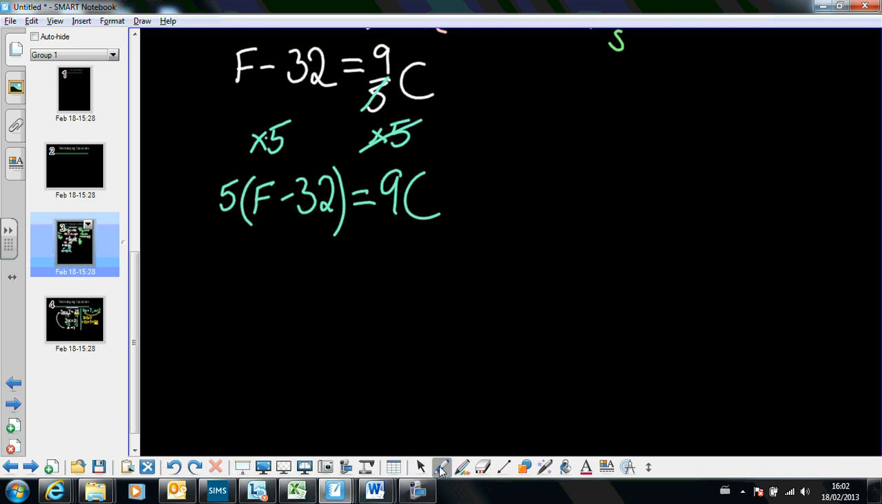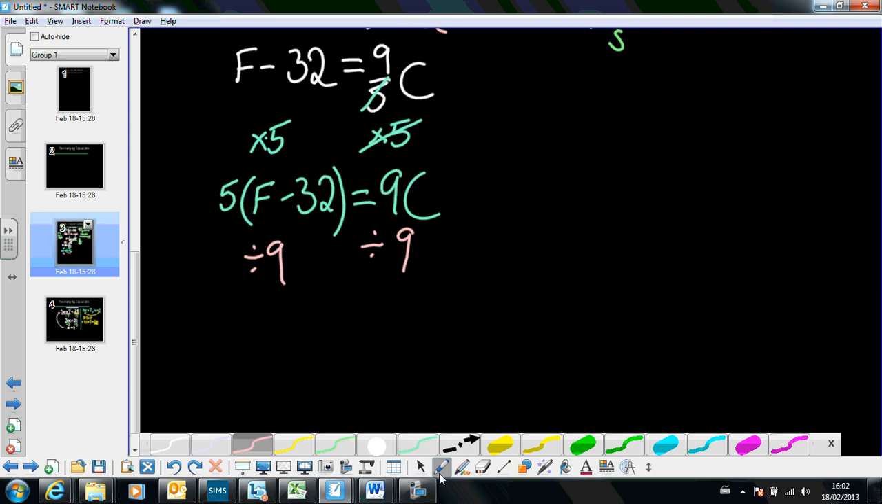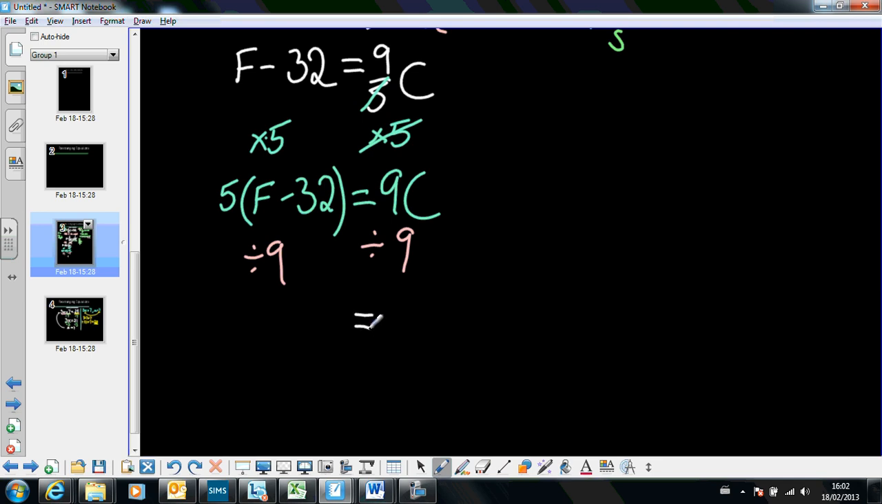Okay, last step, we're nearly done. I'm going to divide by 9 to get rid of the multiply by 9, so I'm going to have C on its own, nice and easily. C is equal to, and again, I don't need to actually divide by 9, I can leave it as a fraction. 5 times (F minus 32), all over 9, is equal to C.